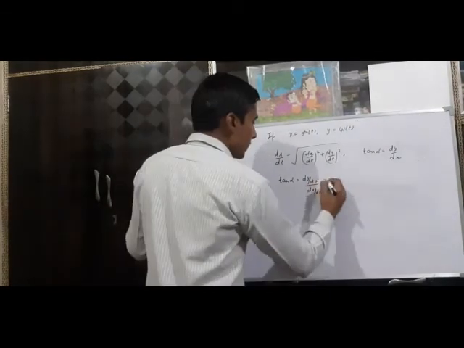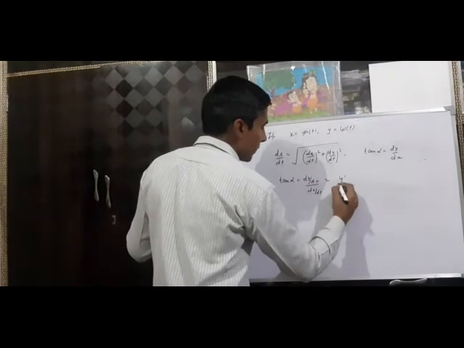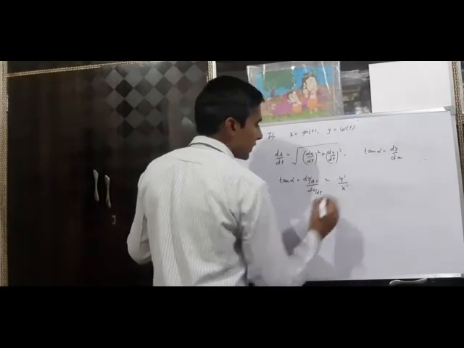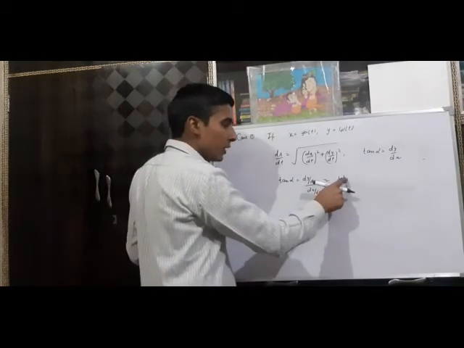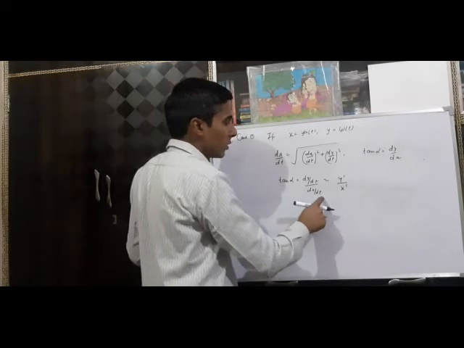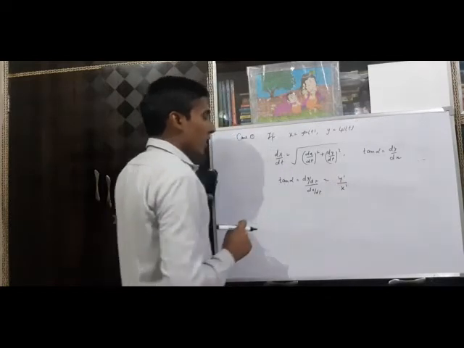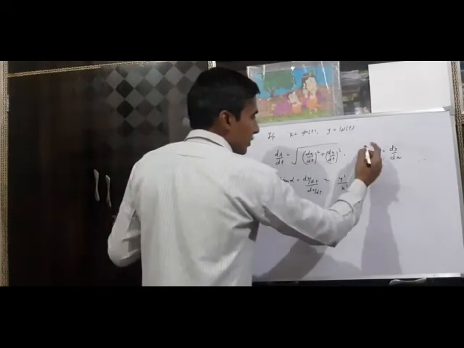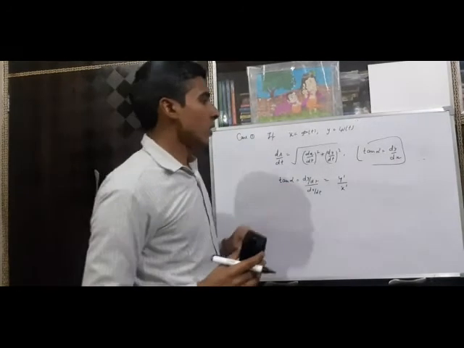Now what is dy by dt? dy by dt is y prime, and dx by dt is x prime. y prime means derivative of y with respect to t, and x prime means derivative of x with respect to t. So tan alpha can be written as y prime upon x prime. Now we differentiate this both sides with respect to t.